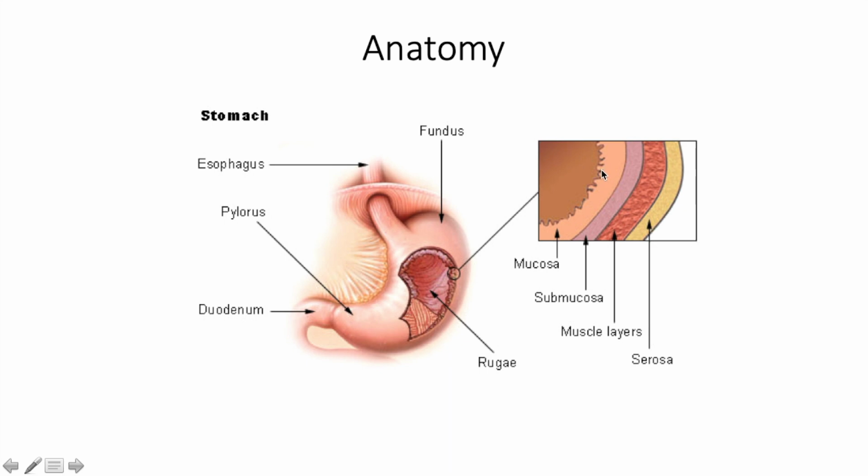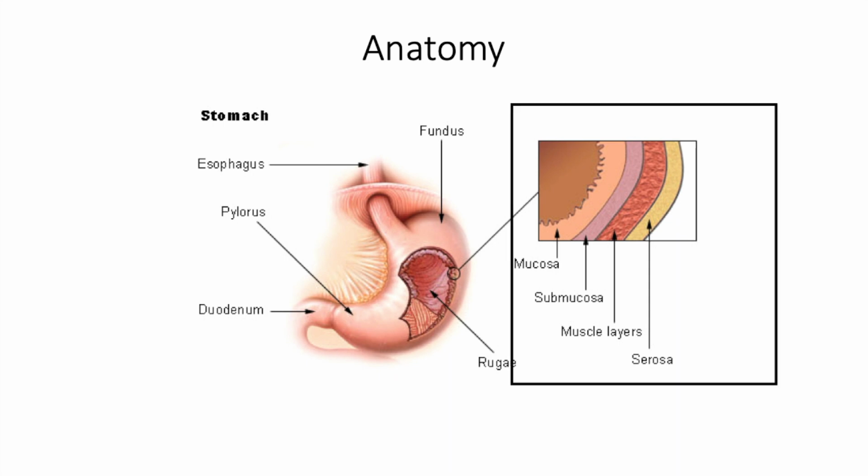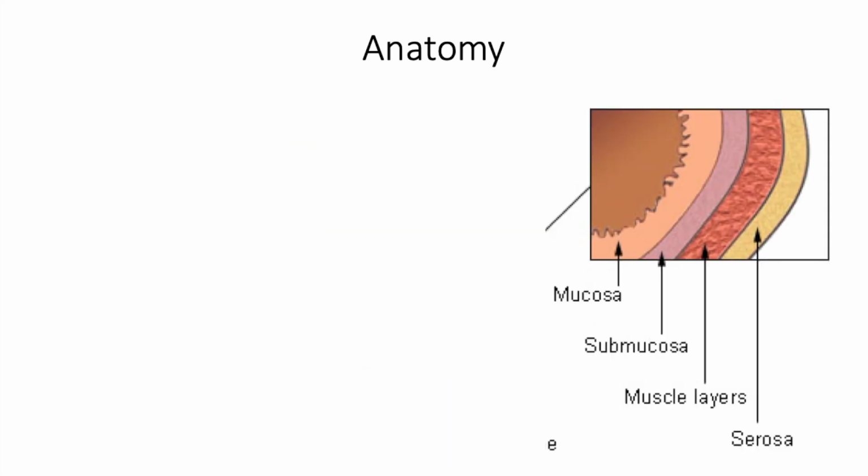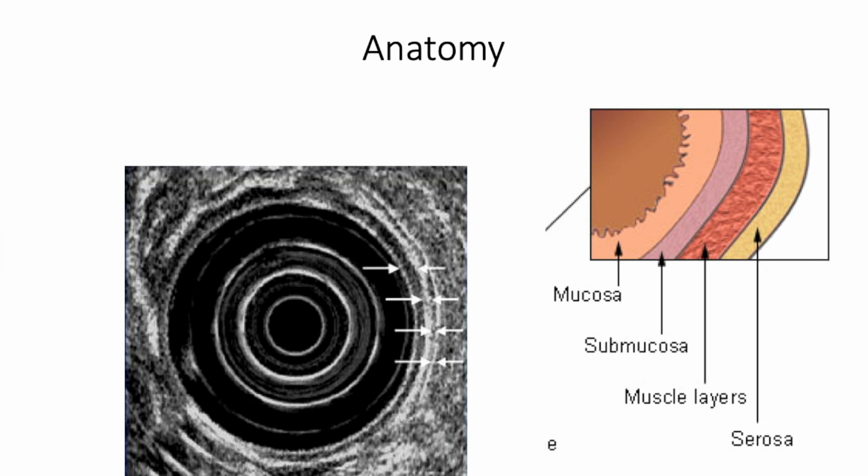So mucosa and muscularis mucosa, black, submucosa, white, muscularis proper is going to be the thick black band, and then the serosa outside of that. This is important because depending on how deep the tumor penetrates, that's going to determine your T stage, and in a lot of ways determines the management of the gastric cancer. So we'll focus in on these layers and look at a picture of endoscopic ultrasound.